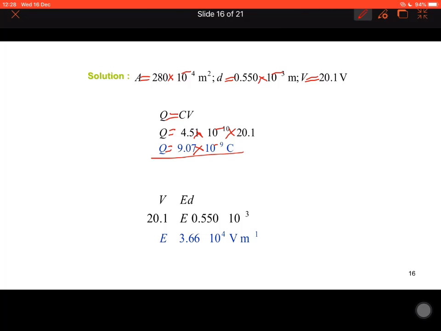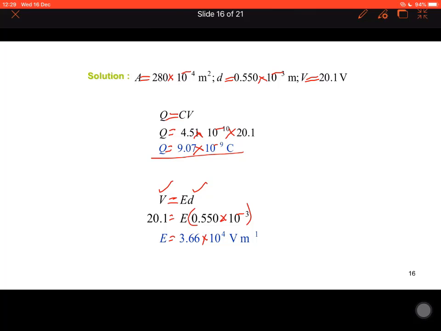The electric field strength is related to the voltage with this equation, V equals Ed, and we have the value for the potential difference, and we have the distance given between the two parallel plates, and therefore we can find the electric field in between the plates of this capacitor. So we will have 3.66 times 10 to the power of 4 volt per meter.